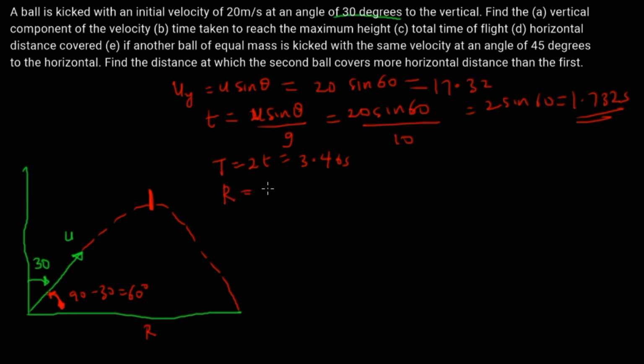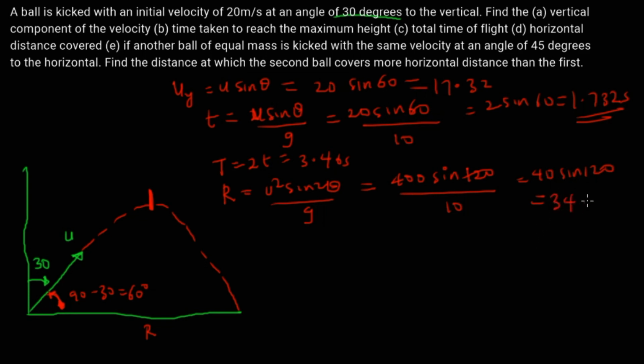All right, now the horizontal distance covered is the range. Notice that the range is u squared sine 2 theta upon g, where u is 20 squared, that's 400. The sine of 2 theta, with theta 60 degrees, so 2 theta is 120 degrees, upon g, which is 10, so that's equal to 40 sine 120. 40 sine 120 is equal to 20 root 3, which is equal to 34.64, and that's in meters.